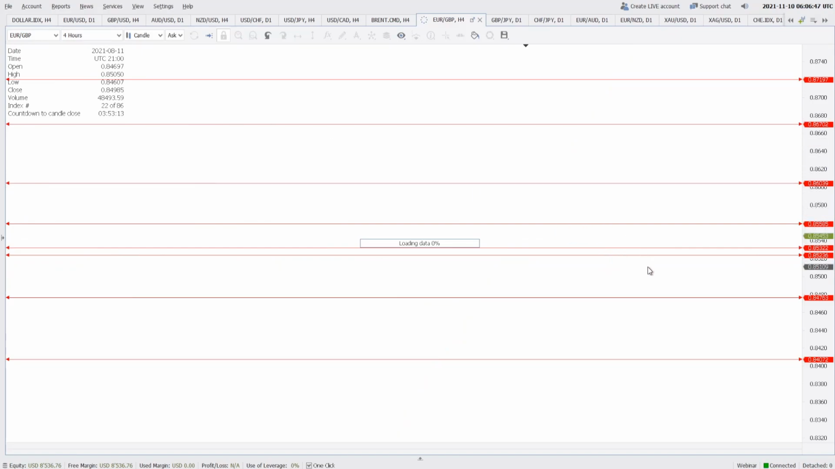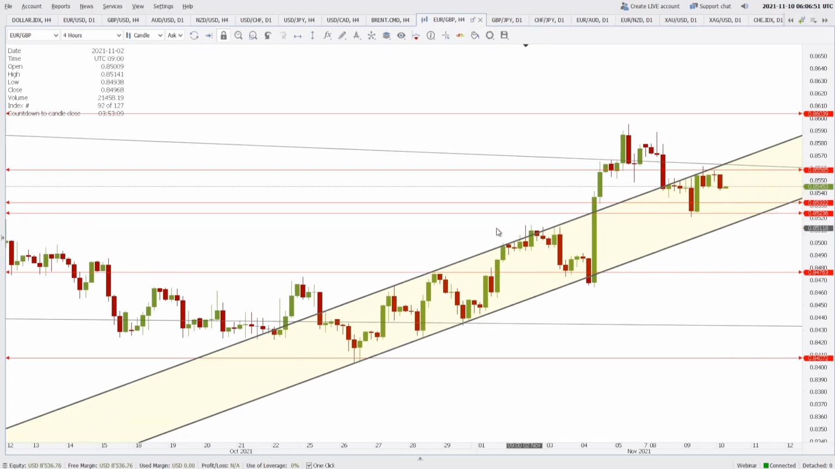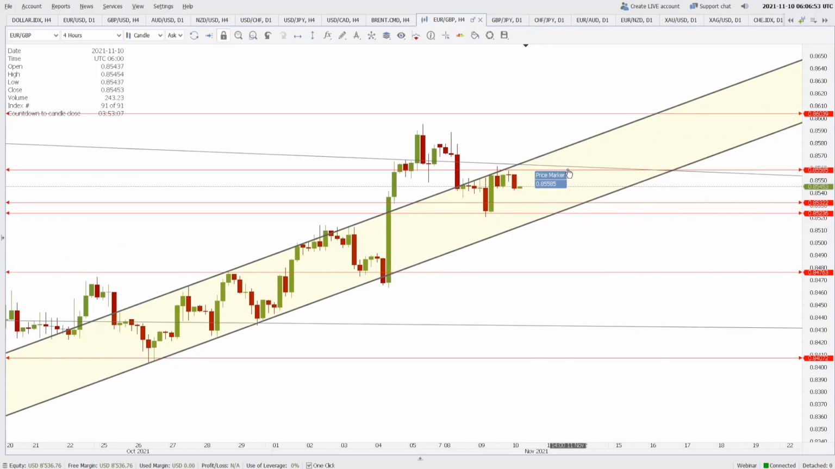But for now, on an intraday basis, actually the resistance is at 0.8558 and the support is at the 0.8532 to 0.8523 levels. Or I will delete this one. Actually this is the right support, 0.8523.